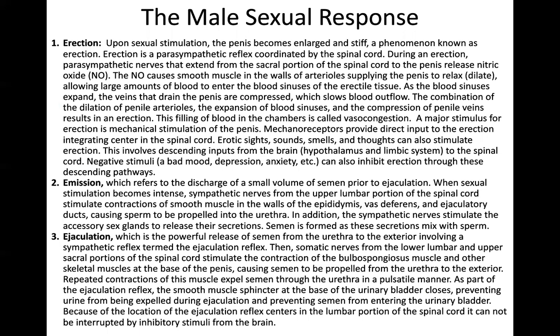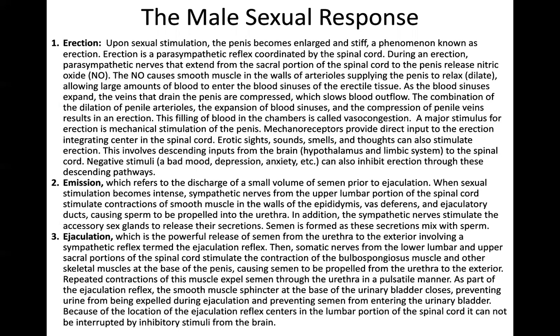It is a parasympathetic reflex coordinated by the spinal cord. During an erection, parasympathetic nerves that extend from the sacral portion of the spinal cord to the penis release nitric oxide. Nitric oxide is that gaseous hormone that we've seen a few different times. It is a potent vasodilator. This causes the smooth muscle in the walls of the arterioles that supply the penis to relax, or in other words, to dilate, allowing larger amounts of blood to enter the blood sinuses of the erectile tissues.